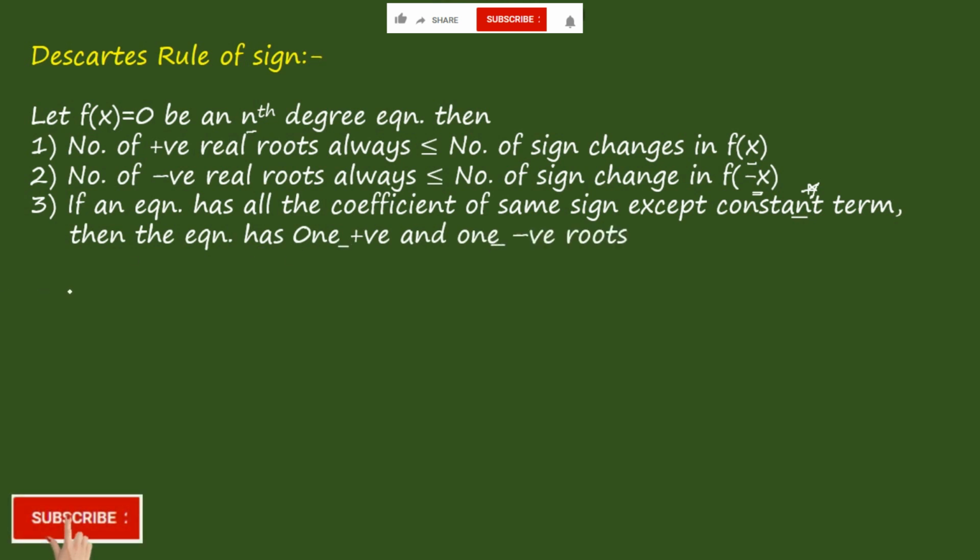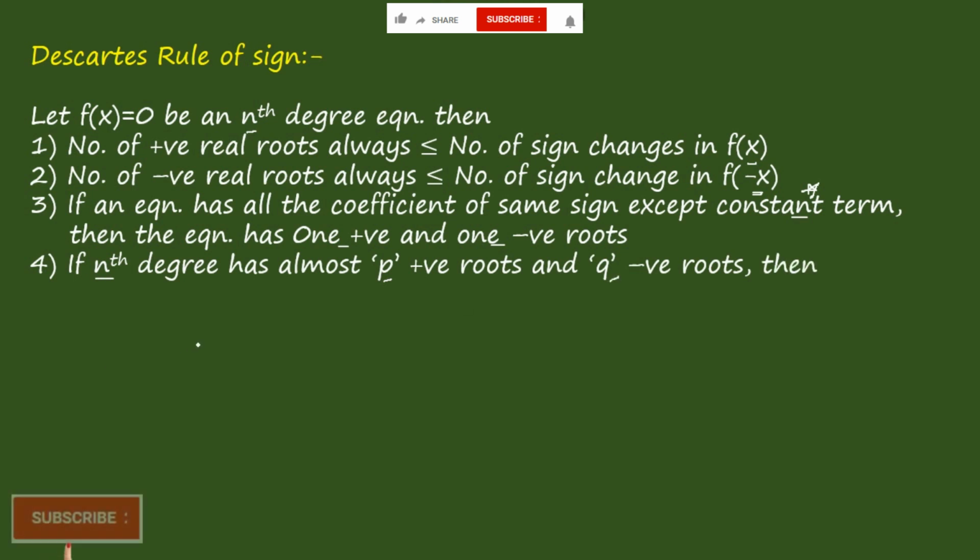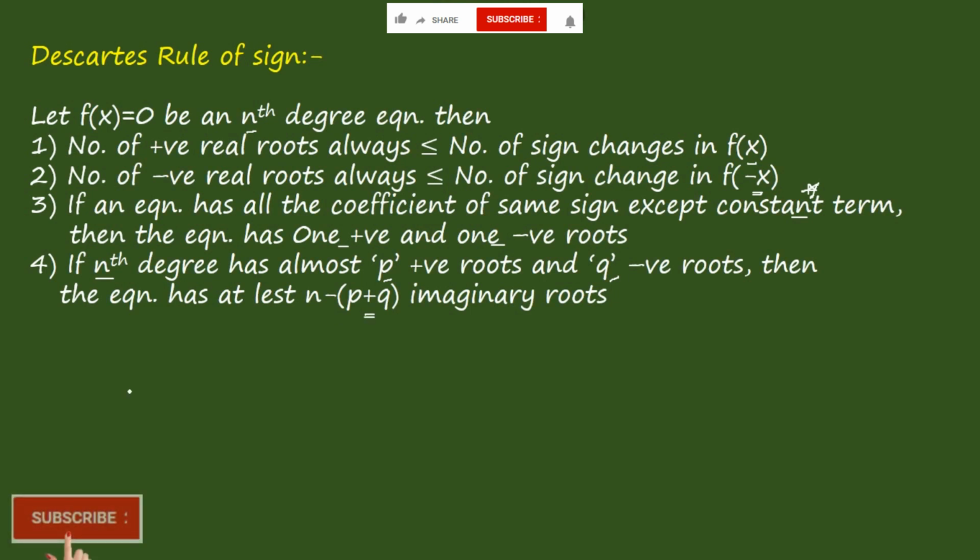Now coming to the fourth one. The equation would be having imaginary roots also. In the case of an nth degree equation, we'd be having p positive roots and q negative roots. Then the number of imaginary roots is equal to n minus p plus q. Now I'll show you a few examples for clear understanding.